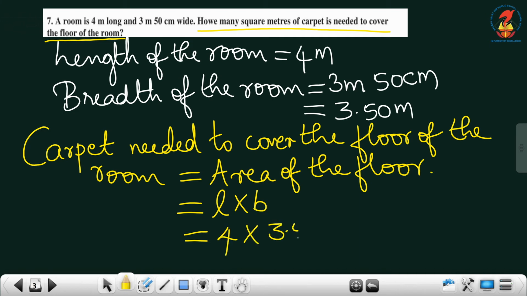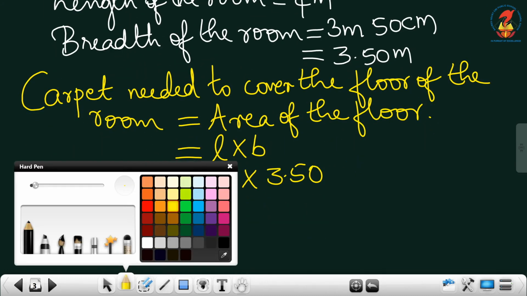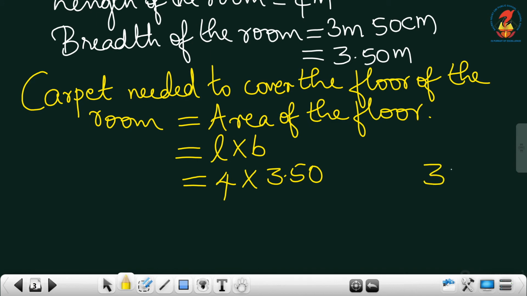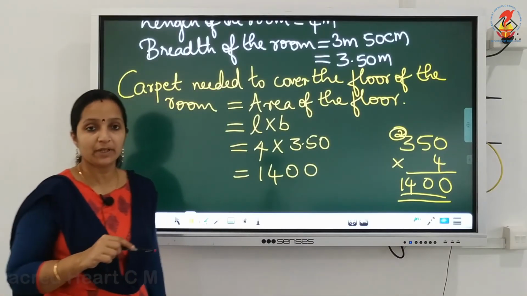4 into 3.50. We already studied that when you are doing multiplication, don't take the decimal point. So what is the answer? 350 into 4. What answer will you get? 0, 5 4s are 20, carry over 2, 12, 14. Now the answer is 1400 we got. But there is a decimal number in our question.